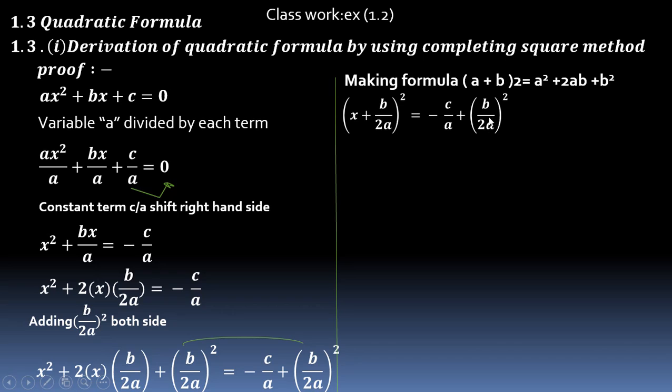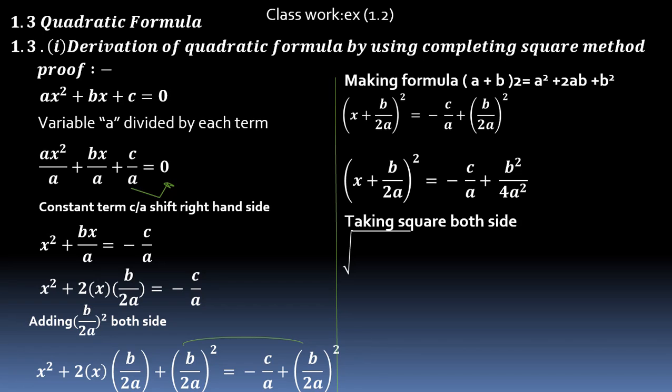b square is equal to b square, and 2 square is 4, and a square is a square. So we are taking square root on both sides. x plus b upon 2a whole square and root are cancelled for each other, equal to minus c upon a plus b square upon 4a square. Taking LCM, 4a square. 4a square is the LCM. 4a multiplied with the c, and 4a square is also the LCM. Then no number to multiply with b.